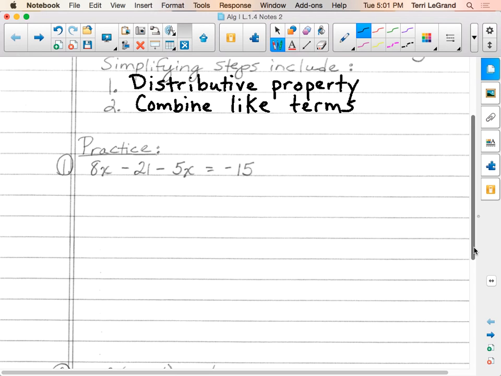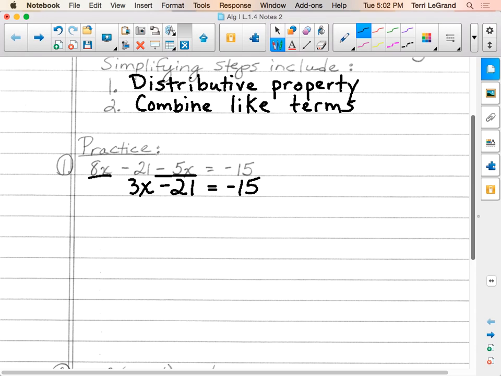So what we're going to do is look at this 8x and this subtract 5x, and just ignore that subtract 21 for a moment and say we have 3 x's. 8x take away 5, we have 3 of them. And then we'll bring down the subtract 21 and the rest of our equation. So now we have 3x minus 21 equals negative 15.